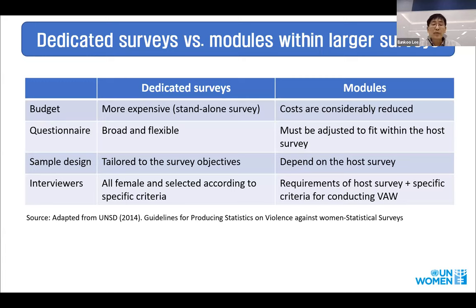So adding a module on violence against women to an existing survey is obviously a much less costly approach, but the questionnaire and sample design must be adjusted to fit the host survey requirements. As for the interviewers, in addition to the requirements of the host survey, they also need to satisfy the specific criteria set out for conducting the VAW modules.